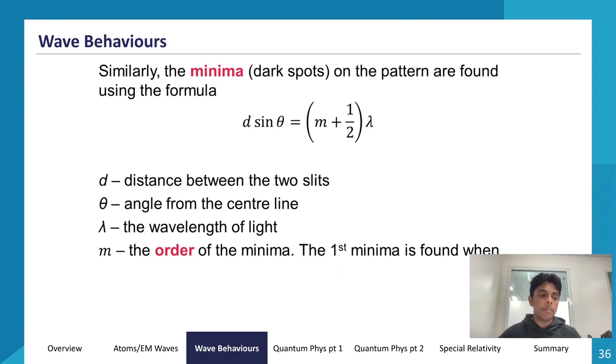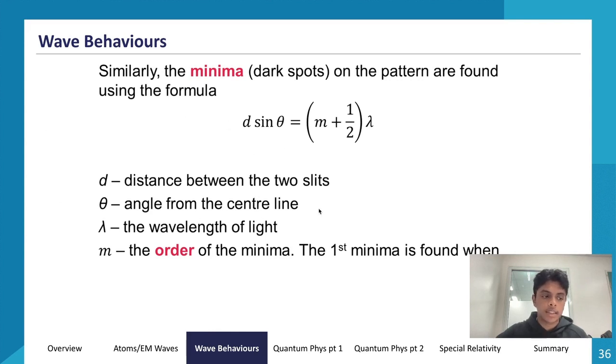And just like how we found the maxima, now we can also find the minima. So instead of doing an integer value of m, now we do an integer value of m plus a half. So we can see when it's half a wavelength out of phase, it becomes destructive interference. And so what we do is we do m plus half lambda.